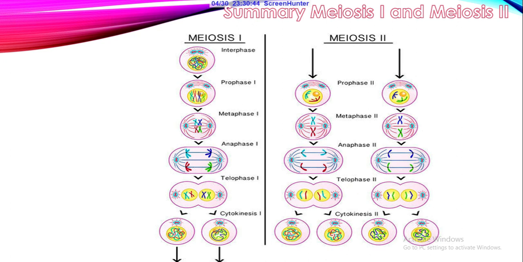So those are the details for meiosis 1 and also meiosis 2. And again, remember that this is to produce the sperm and the ovum or the egg for humans and animals. It does not yet involve fertilization.